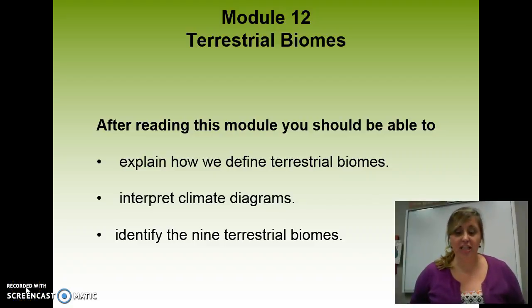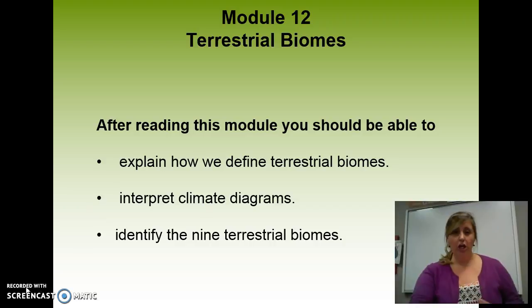I forgot to mention that you can always read the material from the textbook instead of or in addition to watching these videos. So this short video on Module 12, that's going to be page numbers 121 through 132. So that's Module 12, 121 to 132. So feel free to read that instead of or in addition to this video.